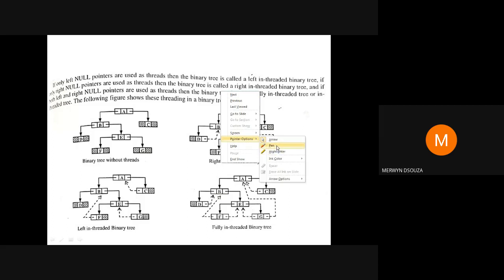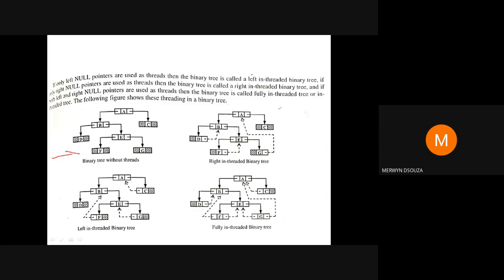These are the different types of threaded binary trees that we can have. Remember, when we are studying threaded binary trees, we are going to be dealing with the linked list representation of a binary tree. So this is the linked list representation of a binary tree, and this tree right now is not having any threads. It's just a linked list representation of the binary tree.